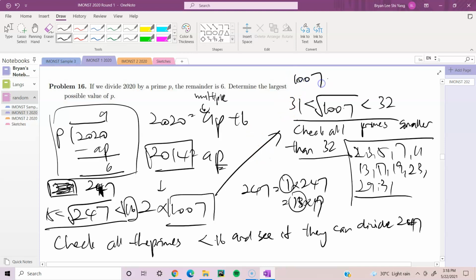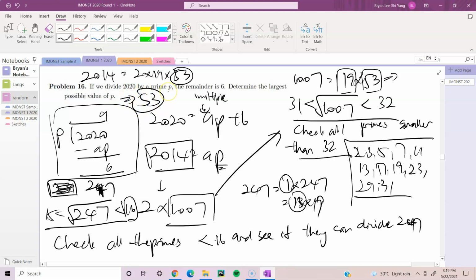So what I found is 1007 is 19 times 53, and then we do the same process again and see if any of the primes smaller than 53 or 19 divide any of these. So we find that 53 in itself is also a prime. So we know that this 2014 is 2 times 19 times 53. So the largest prime out of all of these is obviously 53. So to determine the largest possible value of P, P would be 53. Okay, and this is the answer to problem 16.